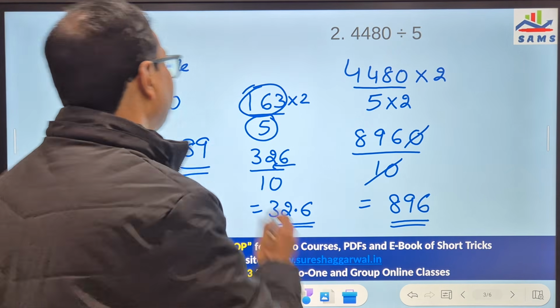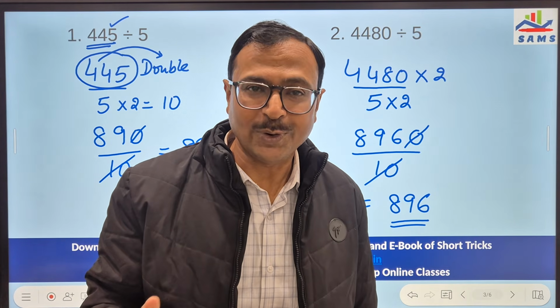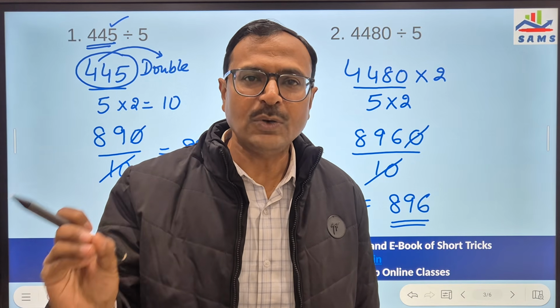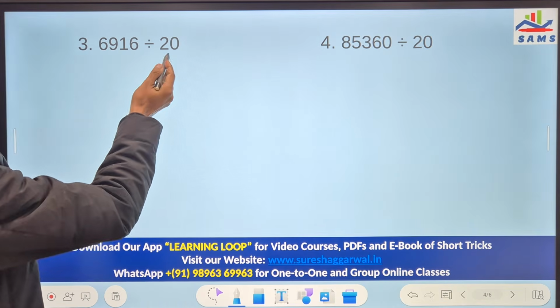So if I have taken 5 and 0 at the end, it doesn't mean that it will apply to 5 and 0 at the end only. You can have any number, the trick works equally well. Let's see now division by 20.